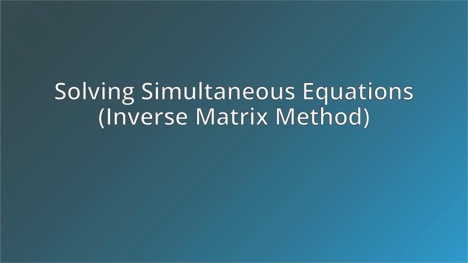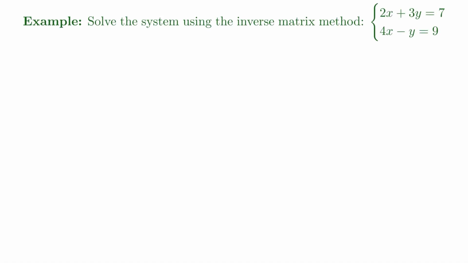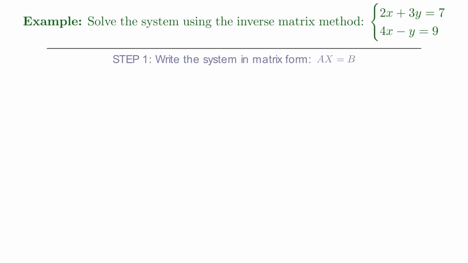In this video, we're going to be solving simultaneous equations using the inverse matrix method. In this example, we're going to solve the system of simultaneous equations 2x plus 3y equals 7 and 4x minus y equals 9. The first step is to write the system in matrix form, Ax equals B.